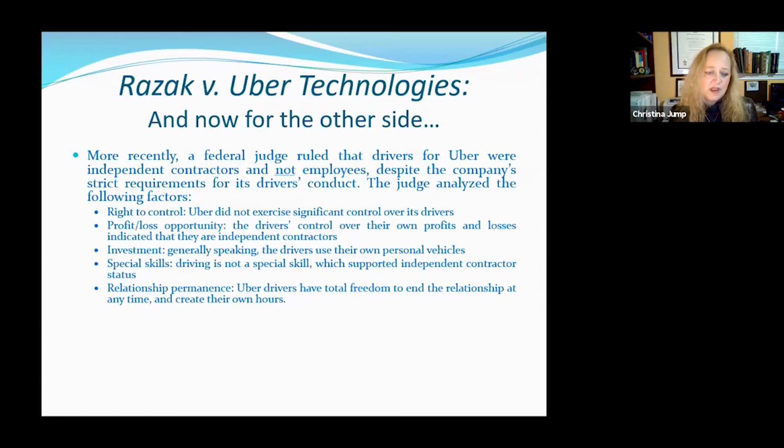The right to control. Uber does not exercise control over its drivers. They had strict requirements for conduct, but you drive your own car. They don't care what kind of car you drive. Profit and loss was at the driver's control. They were in charge of their own hours. They were in charge of when and where they drove, as long as they were communicating availability. Generally speaking, the drivers used their own personal vehicles with very rare exceptions.